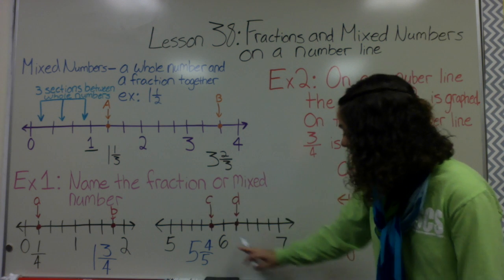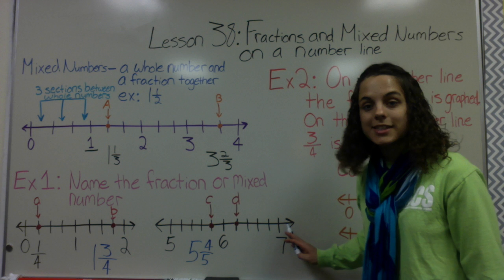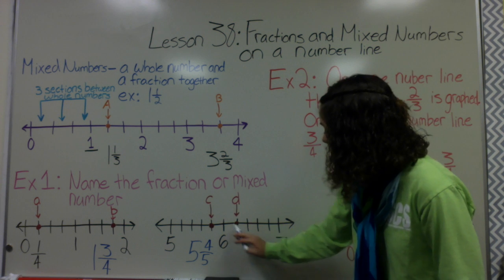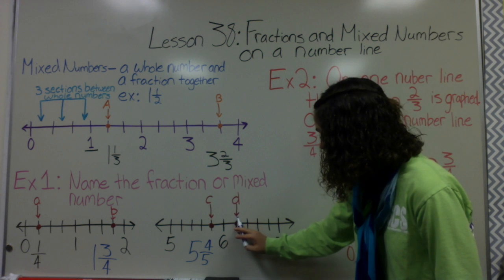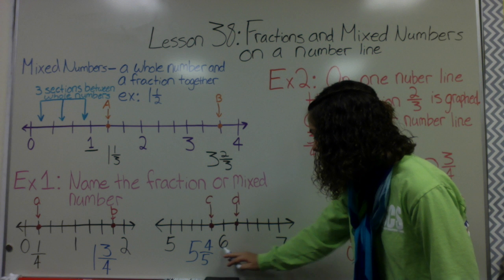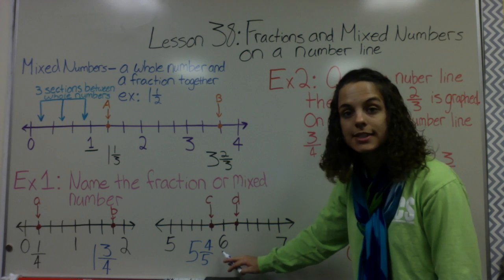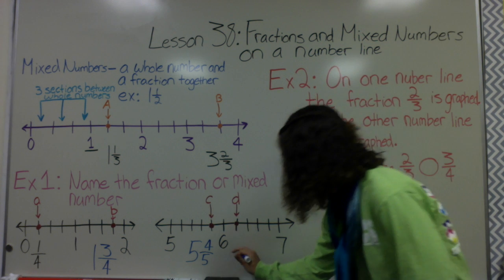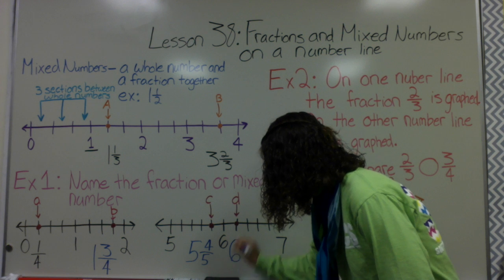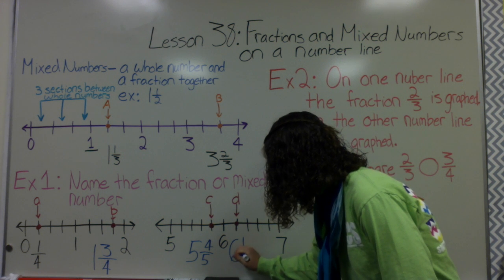Now letter D, it's still split into fifths because it's all on the same number line. And I'm at 1/5 here. My whole number is 6 because I'm past the 6. So I'm more than 6, but I'm less than 7. So that's my whole number. 6 and 1/5.